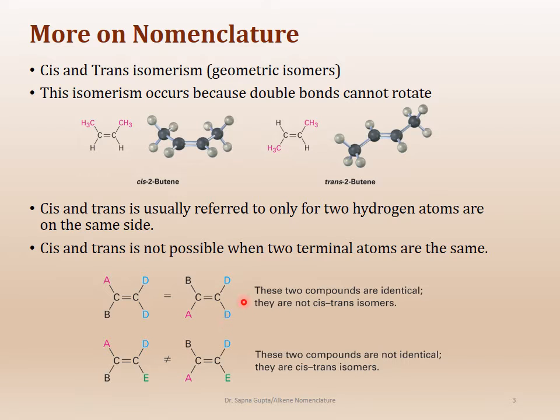So if you have two similar groups on one of the carbons, you do not see cis and trans isomerism. The example below it shows that you have to have two different groups in order to show cis and trans isomerism. In the next slide or so, we're going to learn about how to do the naming.